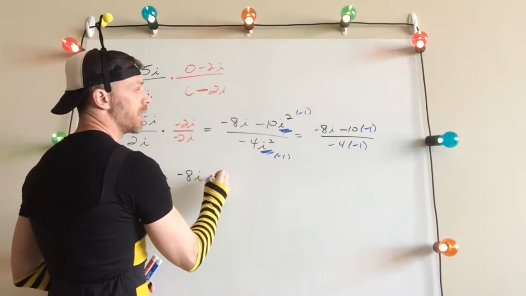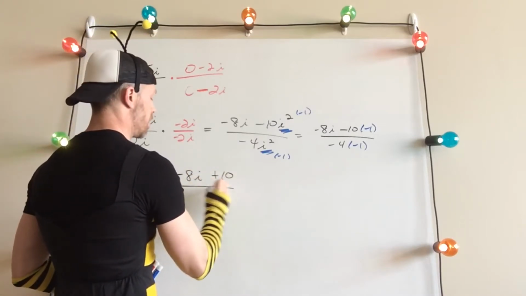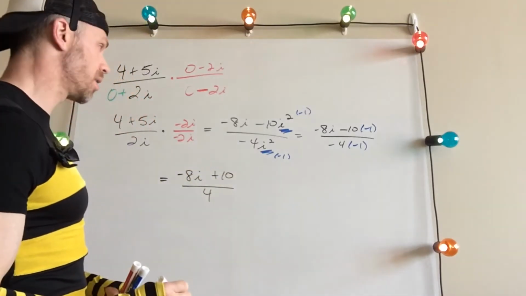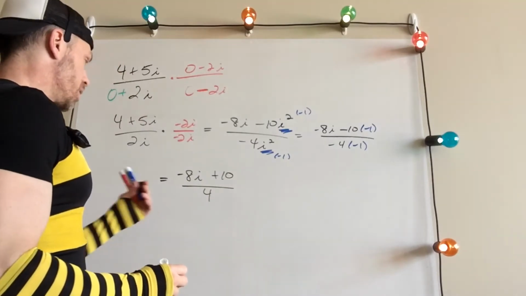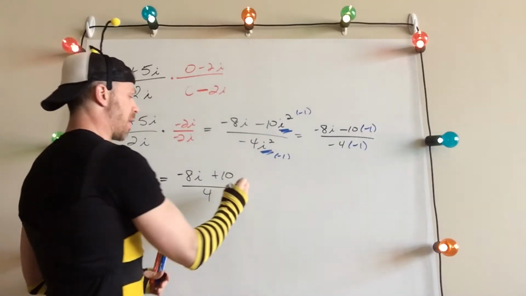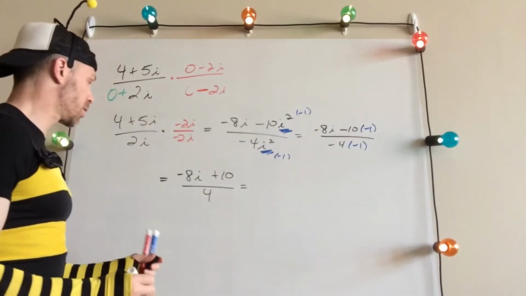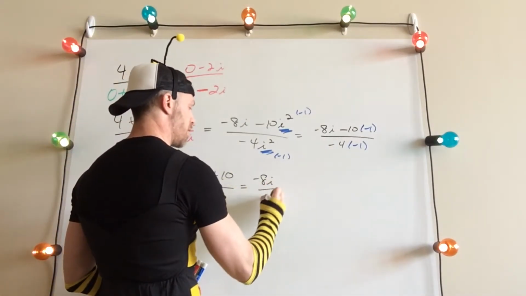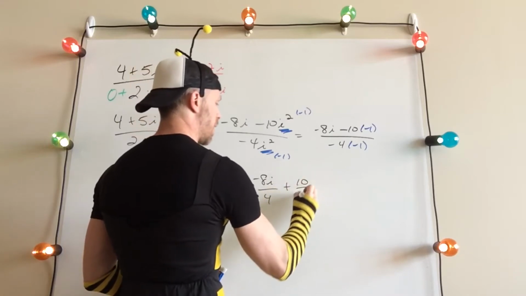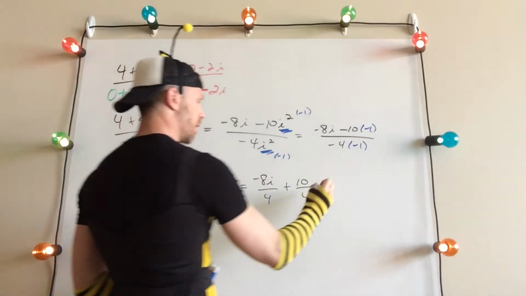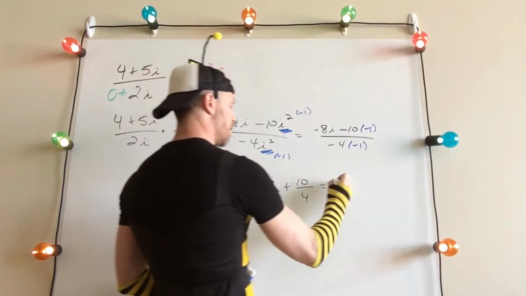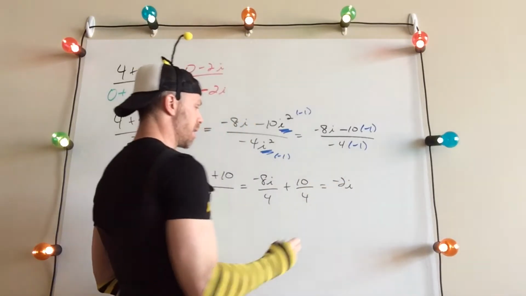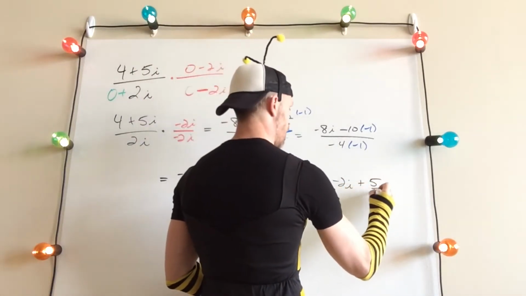And then we have negative 8i plus 10 over 4. We should simplify this fraction. I strongly suggest doing separate fractions. Negative 8i over 4 plus 10 over 4. It's going to give us a negative 2i plus 5 halves.